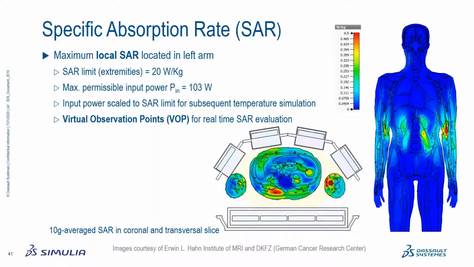Let's talk about safety and SAR. A well-established way to assess the safety of humans from MRI systems is to look at SAR, or specific absorption rate. Using simulation, we see the highest local SAR is located in the left arm. In a real MRI system, the SAR evaluation can be time-consuming, but simulation helps us to evaluate worst-case combinations of coil excitations in a much faster manner.